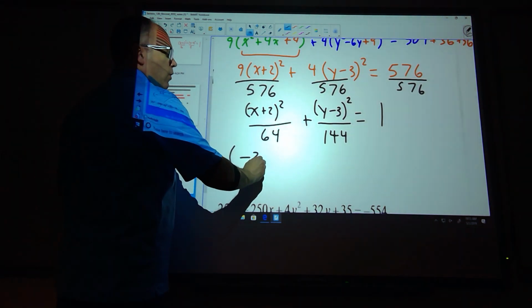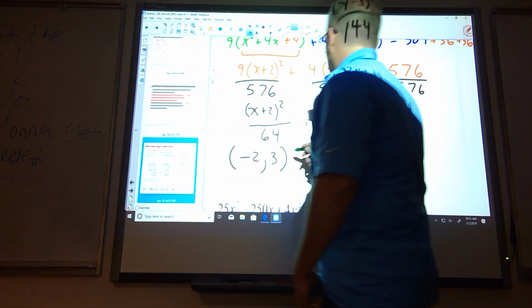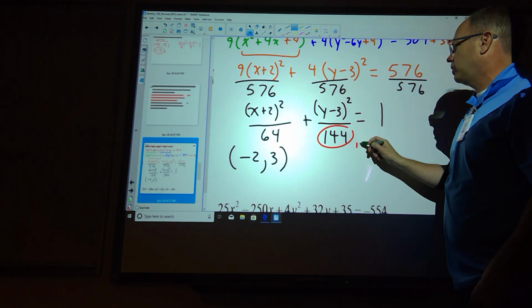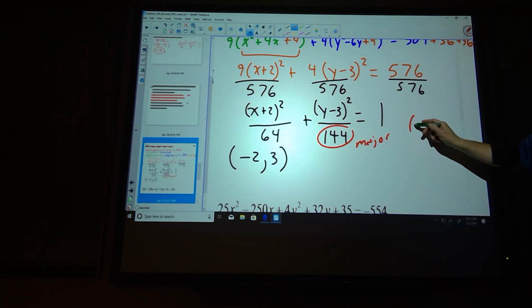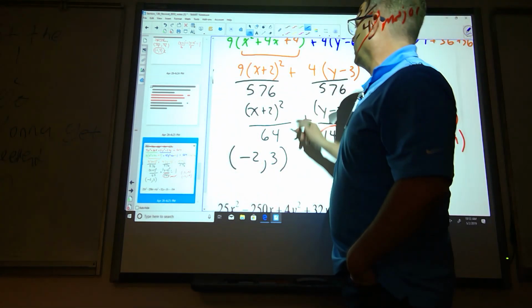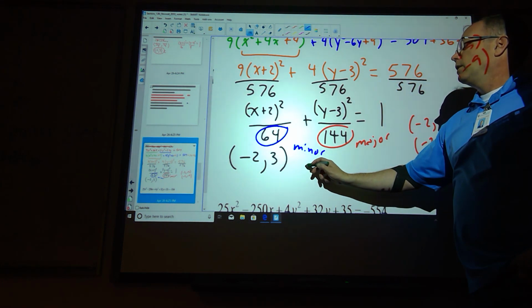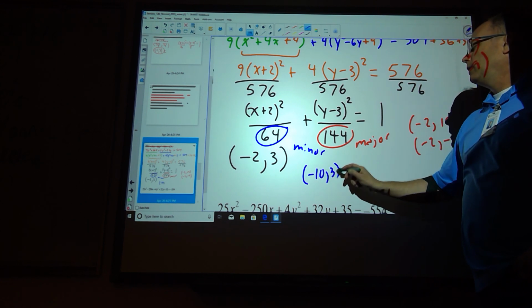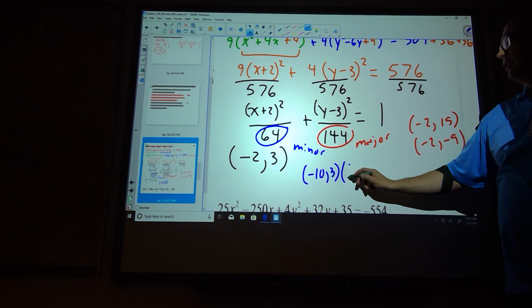So, negative 2 comma 3. Yes? Yes. Yep. Hold on. So, this is your major axis, right? So, I'm going to go up and down 12 from 3. So, I'm going to get to negative 2 comma 15 and negative 2 comma negative 9. This is my minor axis, right? So, I'm going to go negative 10 and 3, negative 10 comma 3, and positive 8, close, positive 6.